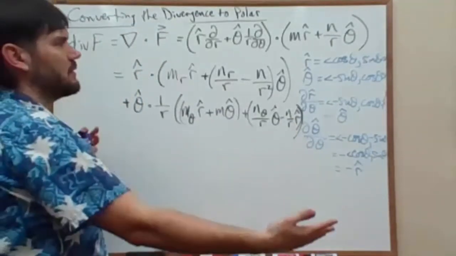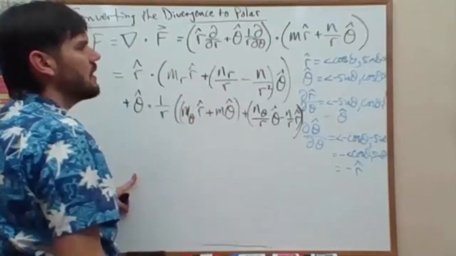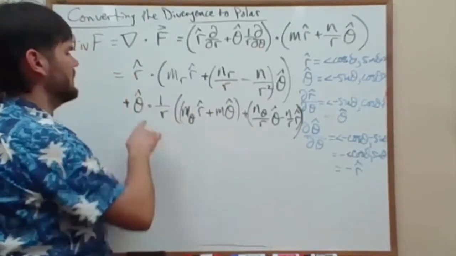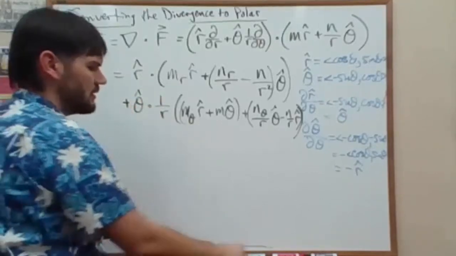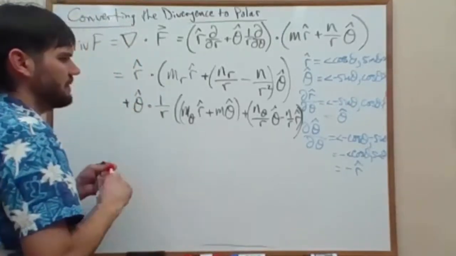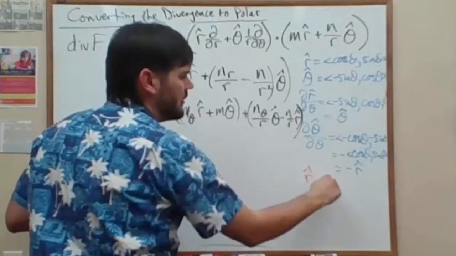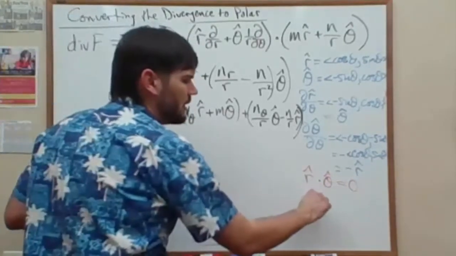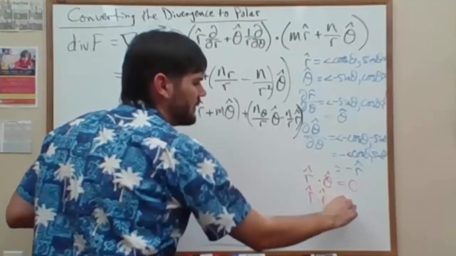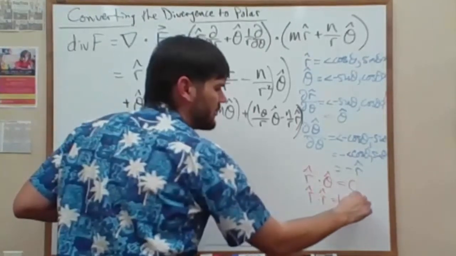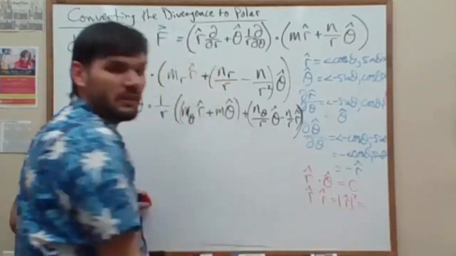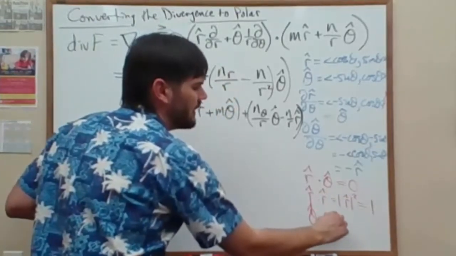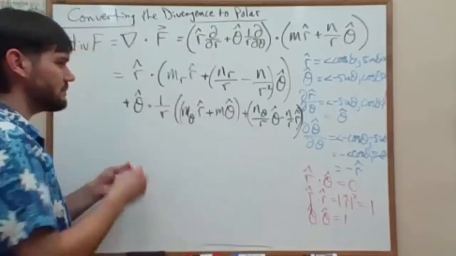Now that we've expanded out the derivative, we can then divide by r and dot with our respective directions. So let me just remember how these directions work. R hat dotted with theta hat is 0 because those are orthogonal, but r hat dotted with itself is equal to the magnitude of that vector squared. But since it's a unit vector, that's just 1. And the same thing is true for theta hat dotted with theta hat equals 1 as well.